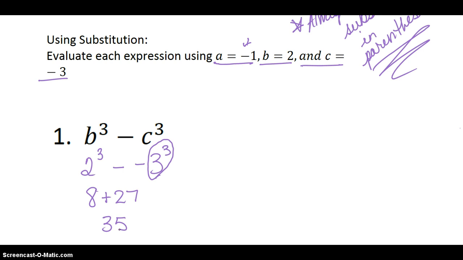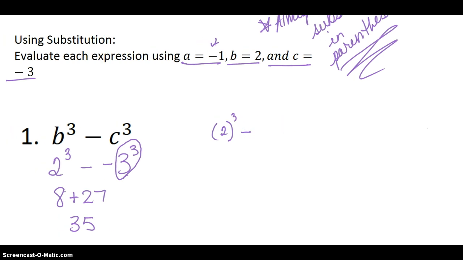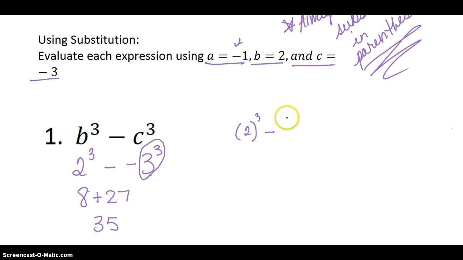Now, I could get the right answer on this next one. That happens, and I need you guys to understand that getting the right answer with the wrong work is not being firm in your algebraic foundation. So sometimes the answer is going to be the same, but watch the work on this. So now I'm going to put it in parentheses, where b is 2 cubed minus negative 3 cubed. Okay, now I have 8 minus, now the 3 belongs to the negative and the 3, which means I have minus negative 27.